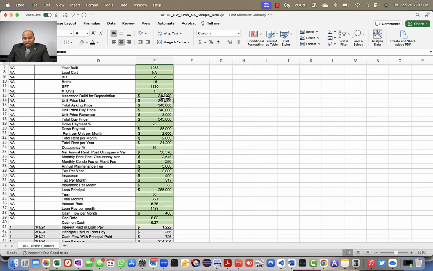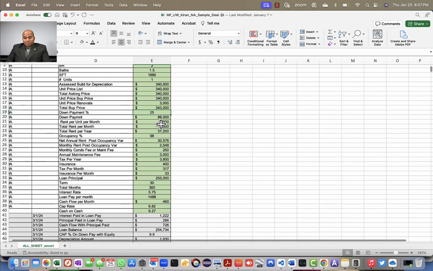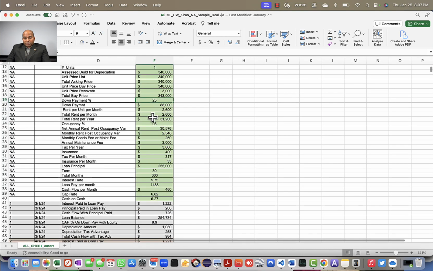So 340K, we are acquiring the property. Total asking is 340K, and then unit price renovate is 3,000. 343 is the total basis. Usually we should put some closing costs also. 25% is down. That's typical for investment properties. If you're looking for lower down payments, you might be looking at less favorable loan options. So you're putting 88K. This amount is important because your cash on cash totally depends on how much you're putting down and how much you're using for renovations and all.